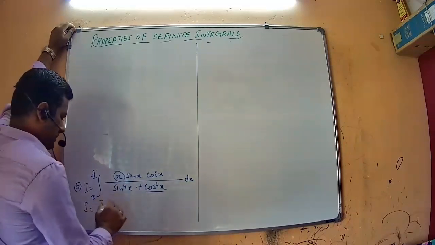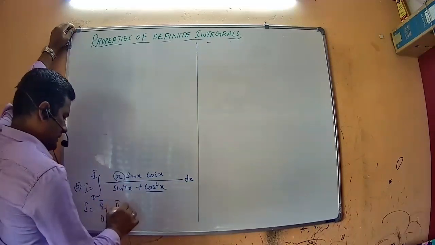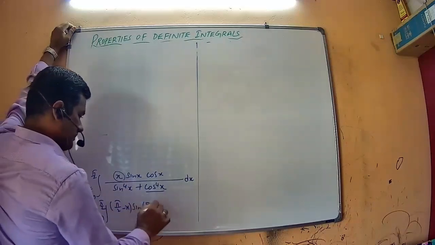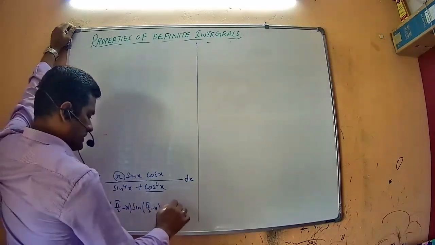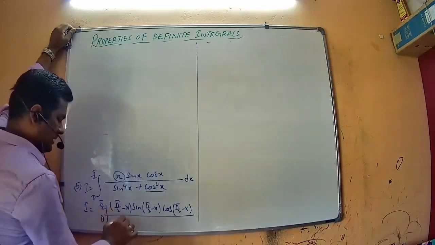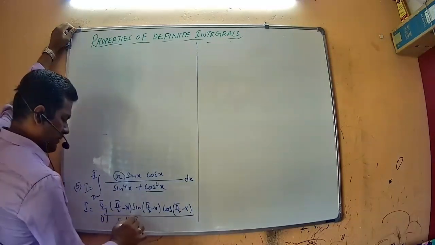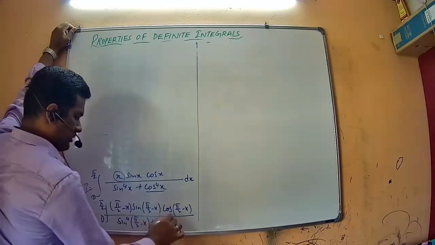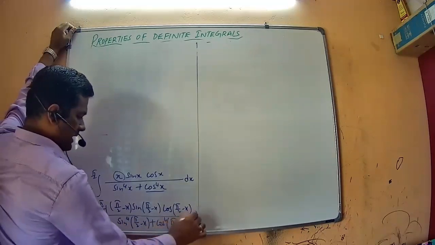0 to pi by 2. Yes, this is pi by 2 minus x. Sine of pi by 2 minus x, cos of pi by 2 minus x. Because the lower limit is 0, we can write it as upper limit minus x. That is what I am trying to do here. Sine power 4 of pi by 2 minus x plus cos power 4 of pi by 2 minus x dx.